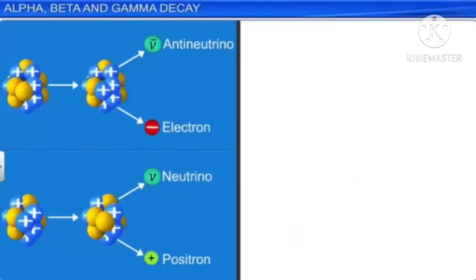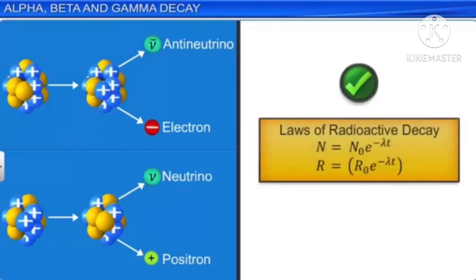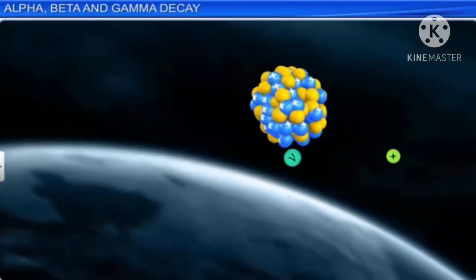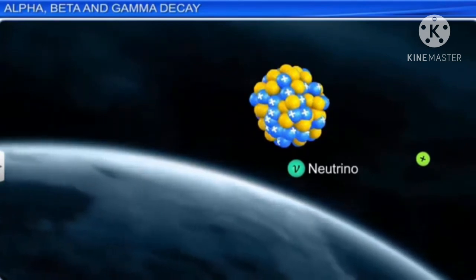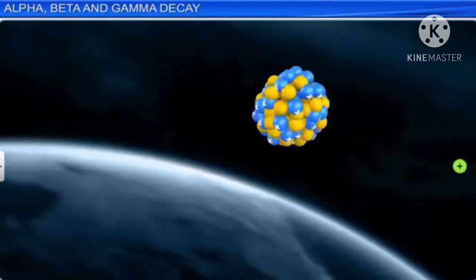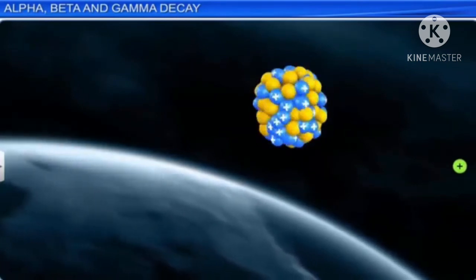We observe that in a beta decay process, when one nucleon transforms into another nucleon, there is no change in the mass number. Beta decay also follows the two laws of radioactive decay. Here, it is important to note that neutrinos interact very weakly with matter. Neutrinos can even pass through the earth without being absorbed and hence are very difficult to detect.